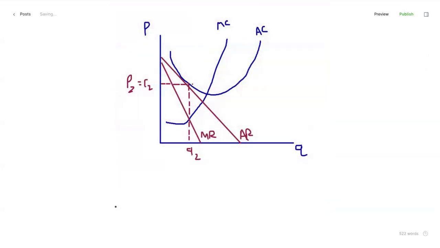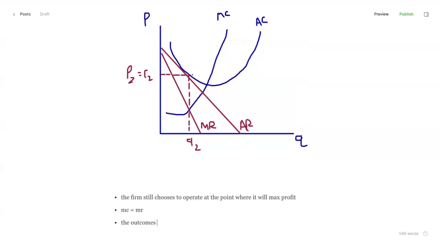We can say the firm still chooses to operate at the point where it believes it will maximize profit, which is MC equals MR mathematically. The outcome is shown in the diagram. There is zero supernormal profit.